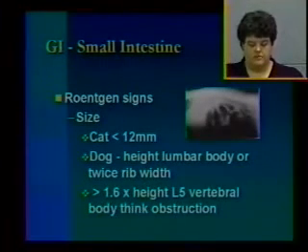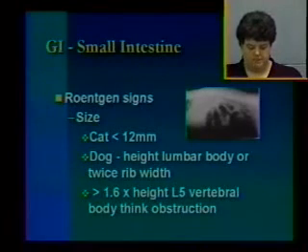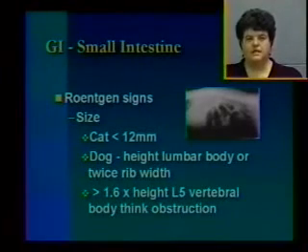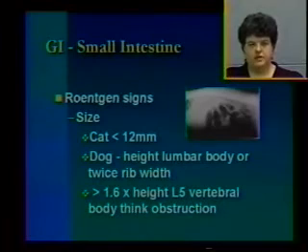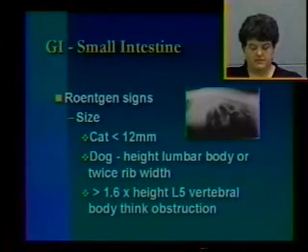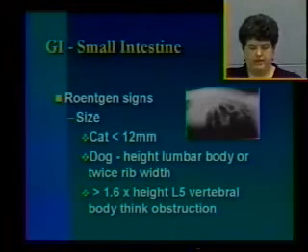So small intestine, what we usually care about is whether they're obstructed or not obstructed. In the cat, there is an ultimate size limit, which is 12 millimeters. And in the dog, a normal small intestinal loop, which can be fluid-filled or air-filled, is approximately the height of a lumbar vertebral body, or twice to 3 times the width of a rib.